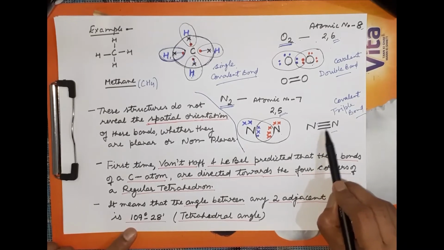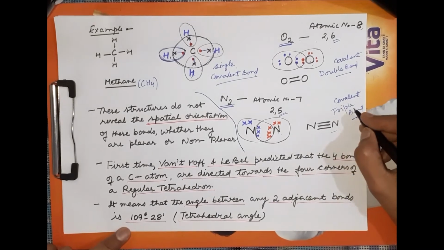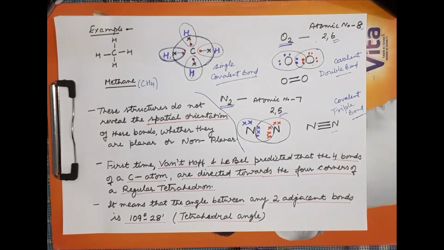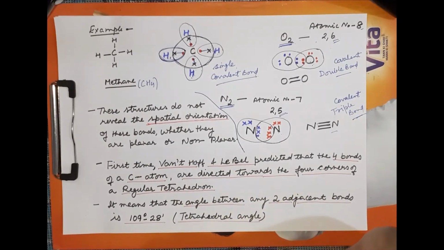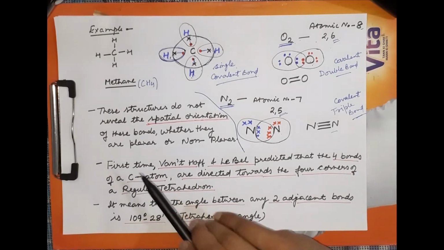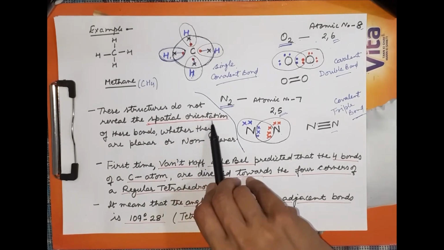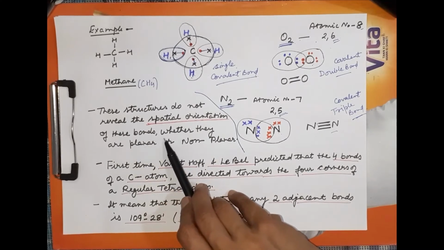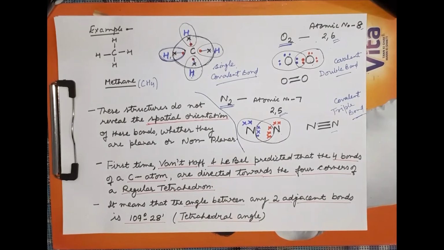Three bonds are there between 2 nitrogen atoms, and it is called the covalent triple bond. So this is how we can understand the covalent bond, which is formed by the mutual sharing of electron pairs. Till now, whatever we have discussed, these structures do not reveal the spatial orientation of these bonds, whether they are planar or non-planar.